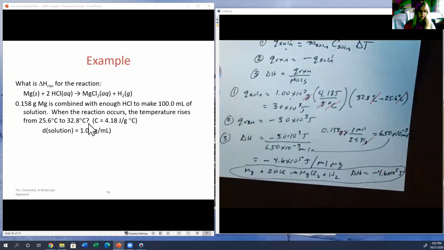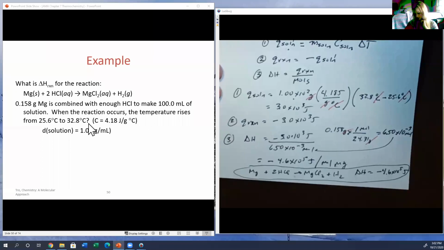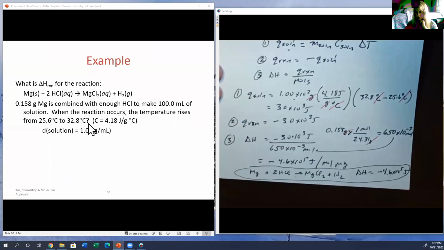I have a question about this. Why do you only use the grams of magnesium when you're doing the moles? Great question. Because notice that the reaction is the reaction of magnesium and HCl, right? The water is just the medium in which it's happening. Okay? The water is not reacting.